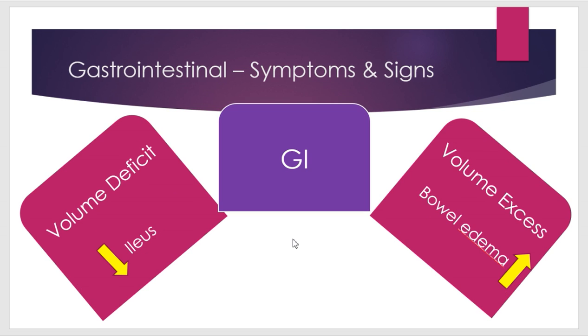The third affected group is the gastrointestinal group, the GI group. Whenever a patient presents with volume deficit, the patient may have ileus, less motility of the gastrointestinal tract. The peristaltic movement is reduced in volume deficit. Whenever volume excess is there, the patient may have edematous bowel. The edematous bowel will be there in the GI tract.